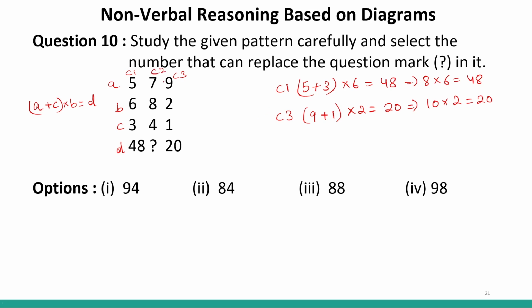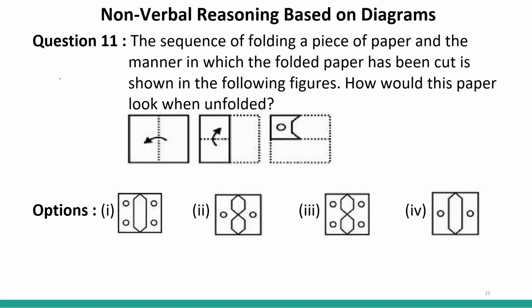Now let us check for column 2. So for column 2, A plus C will be 7 plus 4 into B will be 8. So this will be how much? 7 plus 4 will give me 11. 11 into 8 will give me 88, which is D. So answer will be option number 3, 88. Clear? This is again a question of paper folding and cutting.